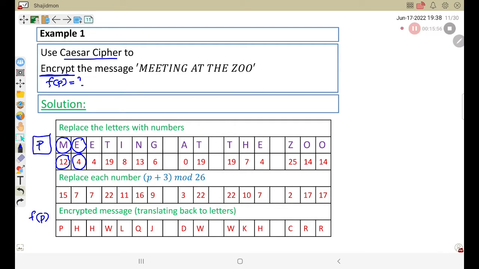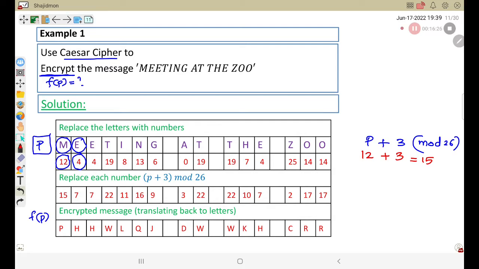After that, we are using the transformation. In Caesar cipher, what is the encryption transformation? P plus 3, mod 26, correct? Now, the first P number is 12. You can see the P number here, it is 12. This number is 12 plus 3. 12 plus 3 means 15. If it is coming more than 25, we need to take mod 26.